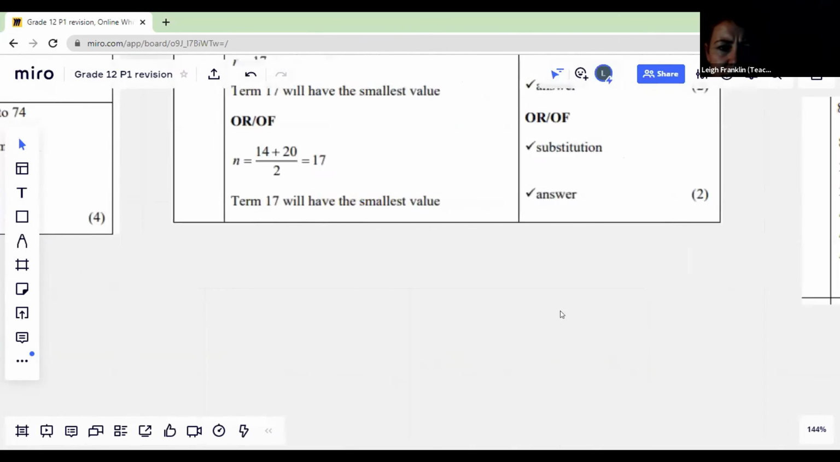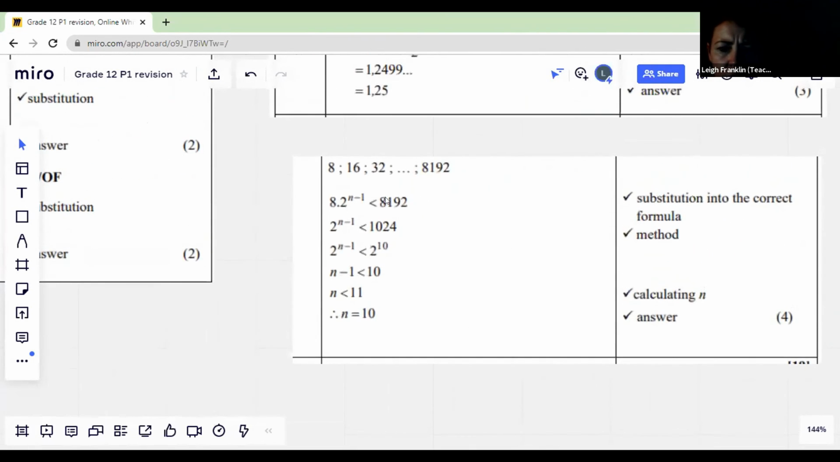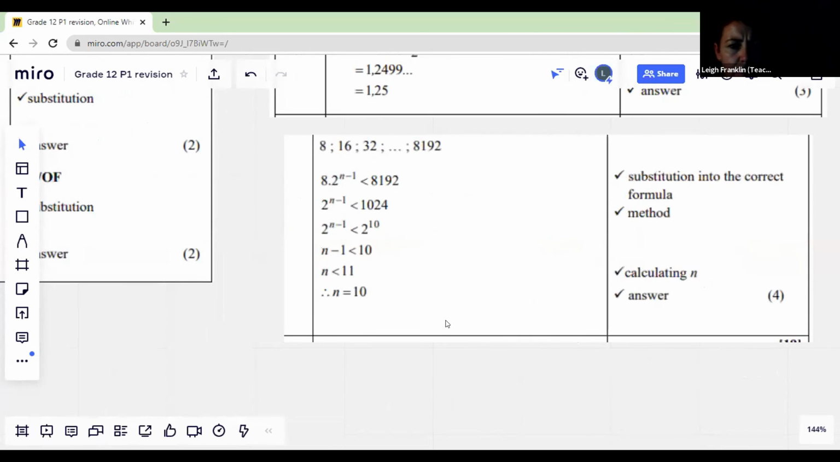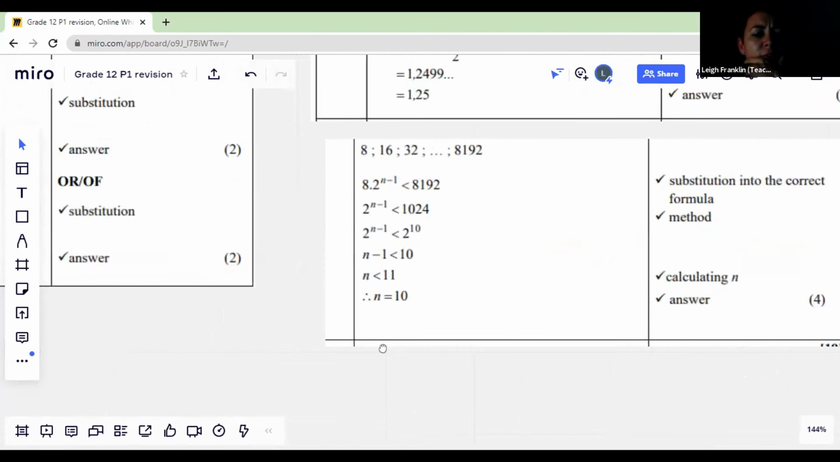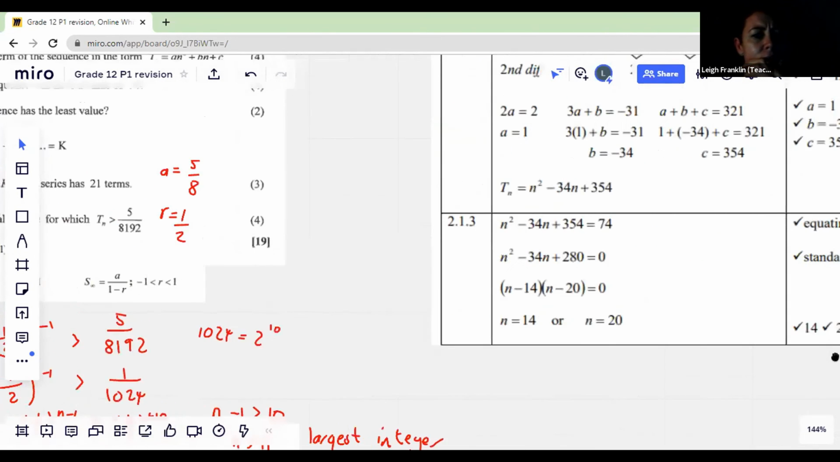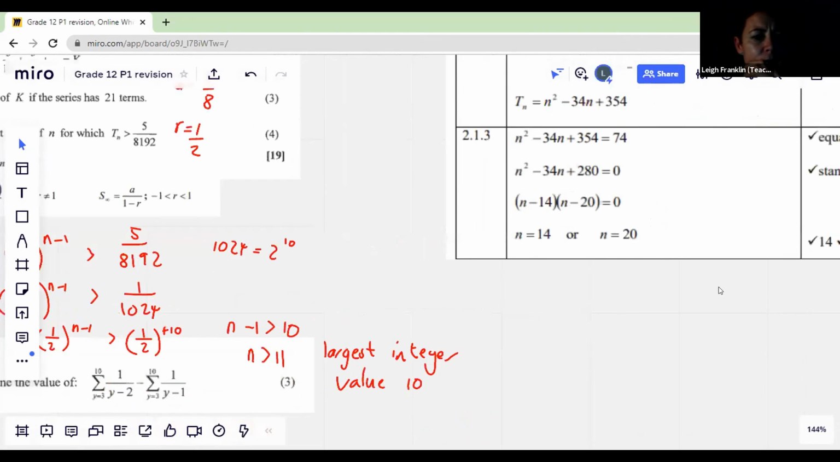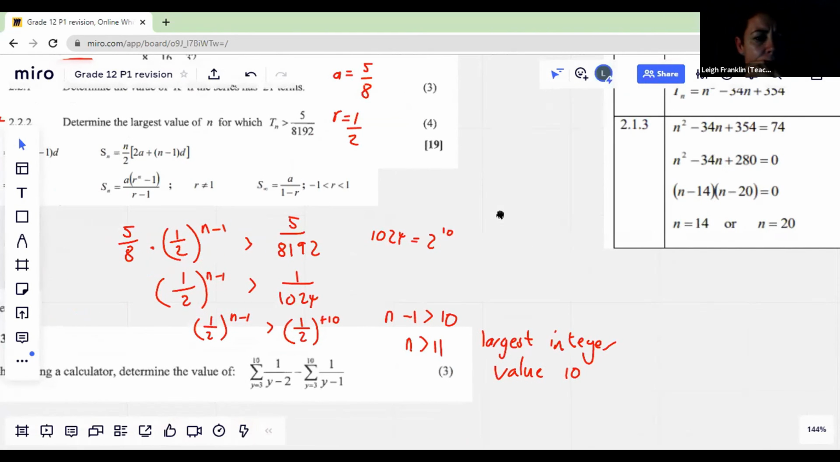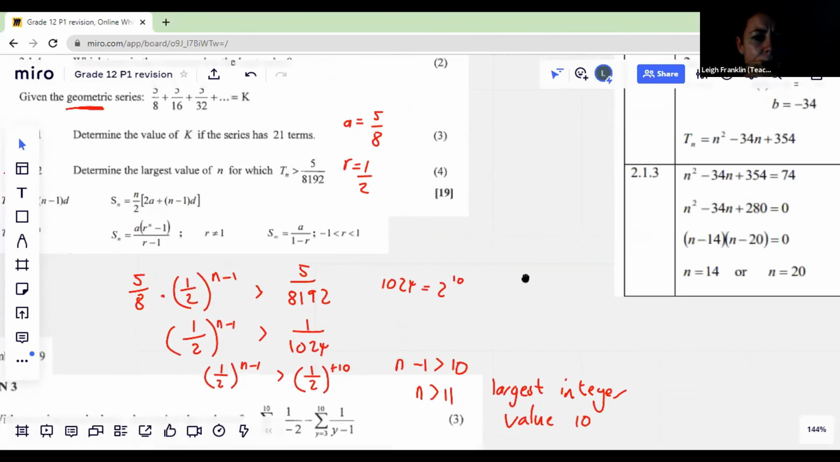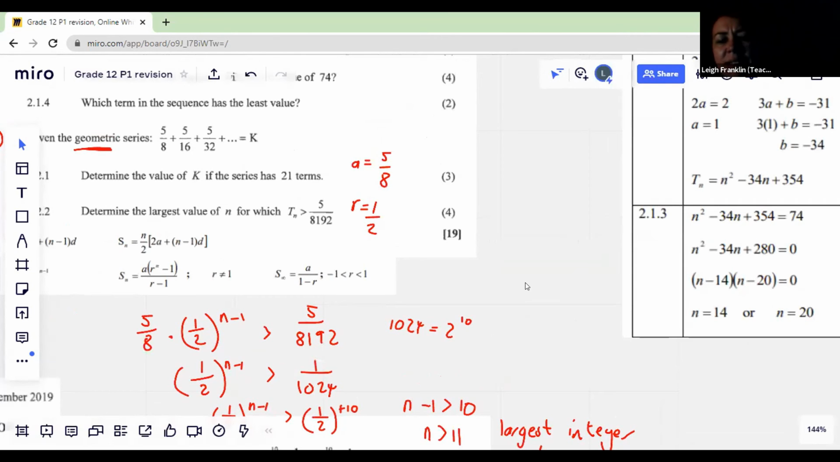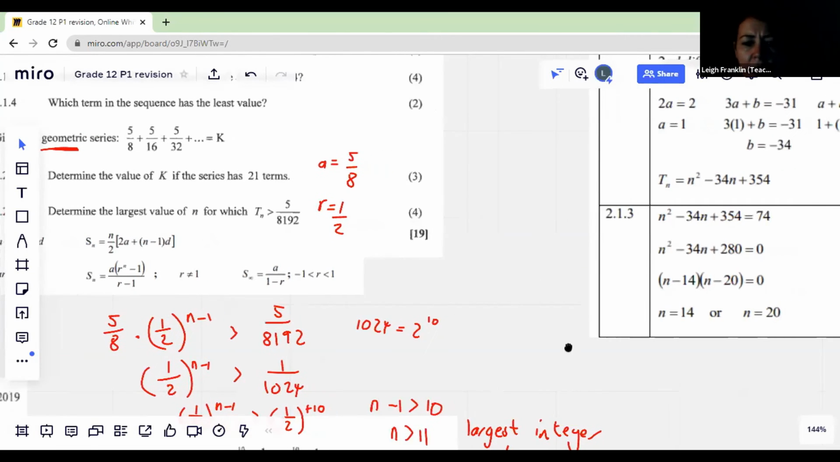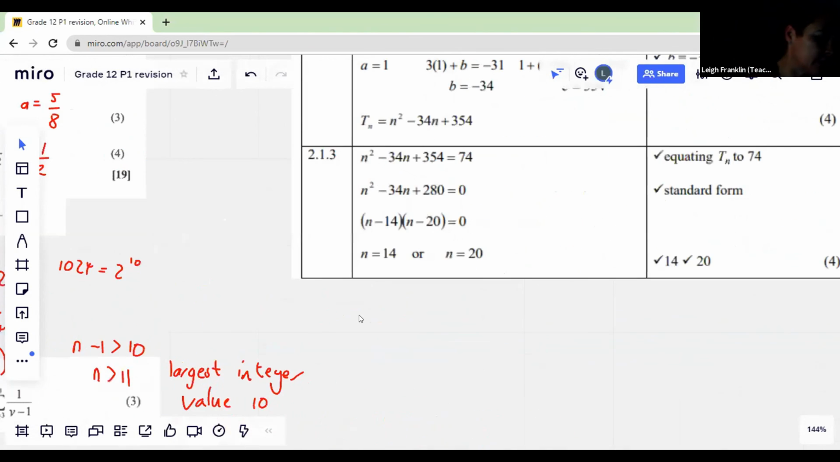Yeah, it said, where did they get the 8192? Oh, because it was all over 5, wasn't it? 5/8, 5/16, 5/32 terms. Oh, I see what I've done wrong. Okay. Very quickly, let's just fix this. Well, it's not wrong, but I see what's happened.